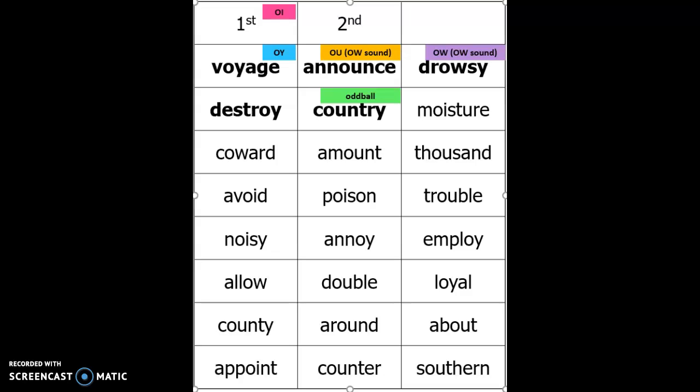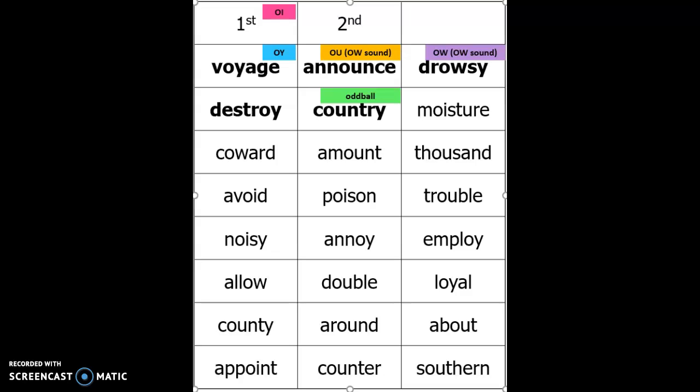Hi, boys and girls. We are ready for sort 22 of syllables and affixes. And you are actually going to need 5 different colors to highlight. You can use a crayon, you can use your markers, different highlighters, but you are going to need 5.